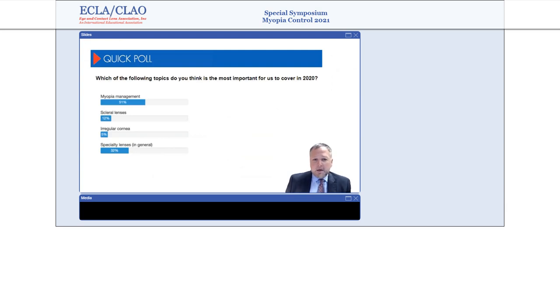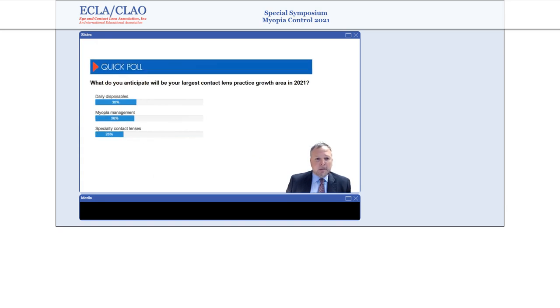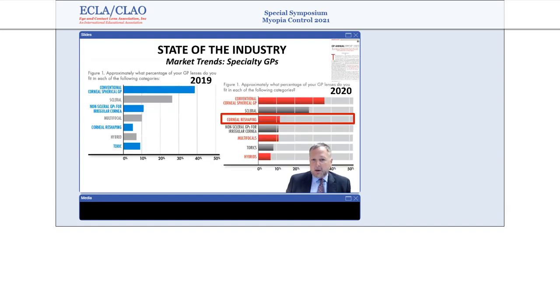And I'm sure others will talk to the efficacy of these in other aspects of the program today. When we ask our readership which topics are most important for us to cover in the upcoming year, over half said myopia management was really where we needed to focus. A lot of interest in myopia management as well. When we ask specifically about the largest potential growth area in a contact lens practice in 2021, the first was daily disposables, but that was closely followed by myopia management in terms of where people anticipate their contact lens practices growing in the future.